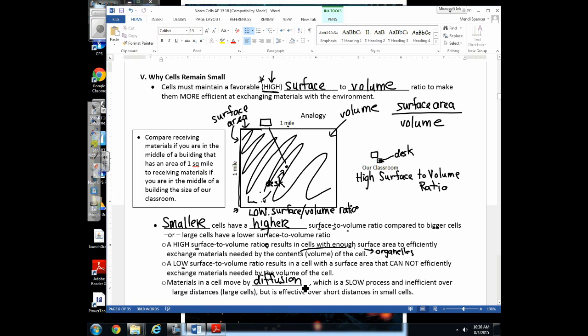Molecules move from an area of high concentration to an area of low concentration. Now, diffusion is a really slow process, and it's a very inefficient way to deliver materials over large distances. But over short distances, it's efficient enough. So let's relate that to another example.